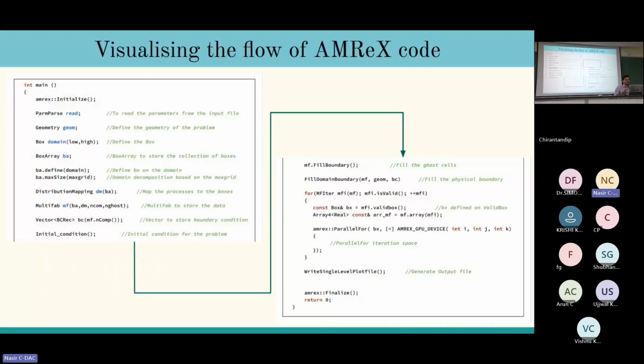This is the basic flow of the code of a single-level solver. This is pseudocode. I don't expect you to remember all of these details, but as we proceed and visualize what is happening in the code, you can see that we're checking a certain number of boxes, and then you can understand what is happening where in the code.